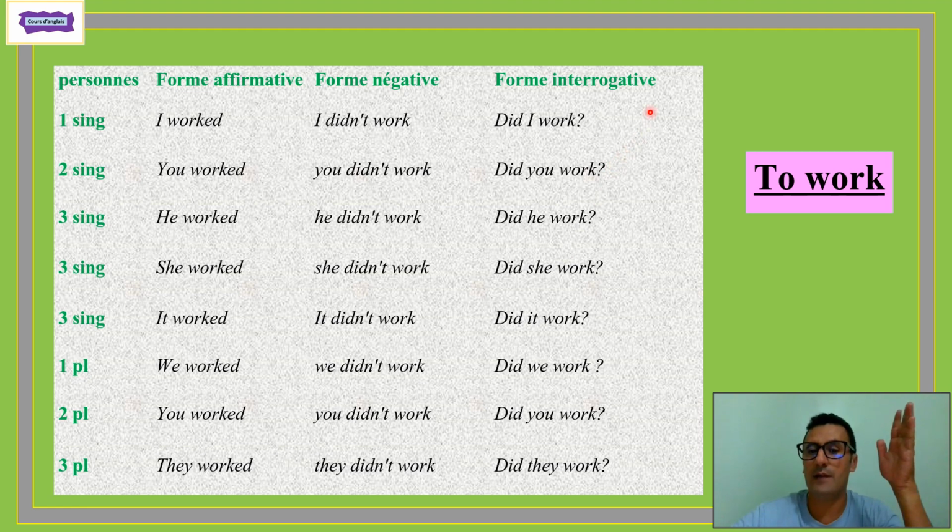La forme interrogative, c'est là où on pose la question. C'est toujours avec l'auxiliaire did. Voilà. Do, au passé, c'est did. Did I work? Did you work? Did he work? Did she work? Did it work? Did we work? Did you work? Did they work? Donc, je crois que c'est clair.